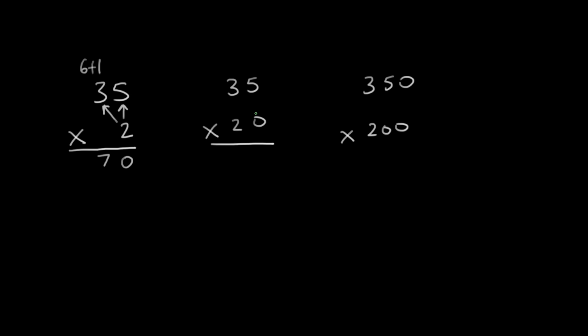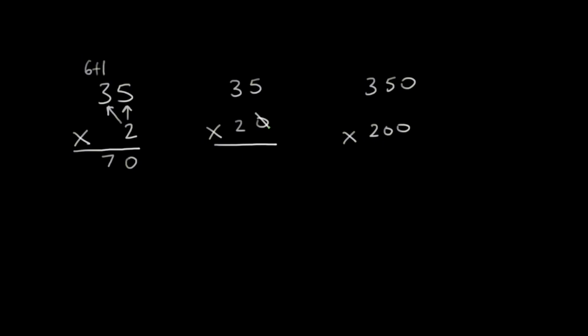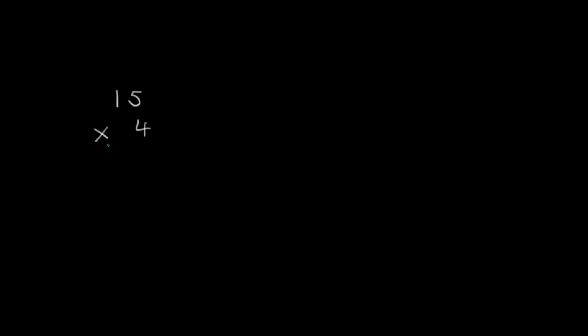Now, for 35 times 20, it looks a lot harder, but all we really need to do is cross out the 0 and treat the question as if the 0 is not there, and then just add the 0 back. Third question, same idea, except this time we write down the 70 first, then we cross out the zeros, and then we add the 3 zeros back.